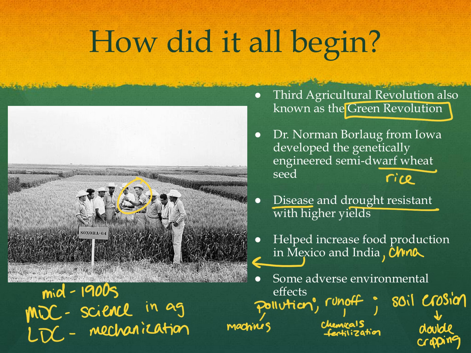1800s, yeah, okay. And then this one, the third revolution is called what? Green Revolution, and that happened when? Mid-1900s. Okay, so quick history version there for you.